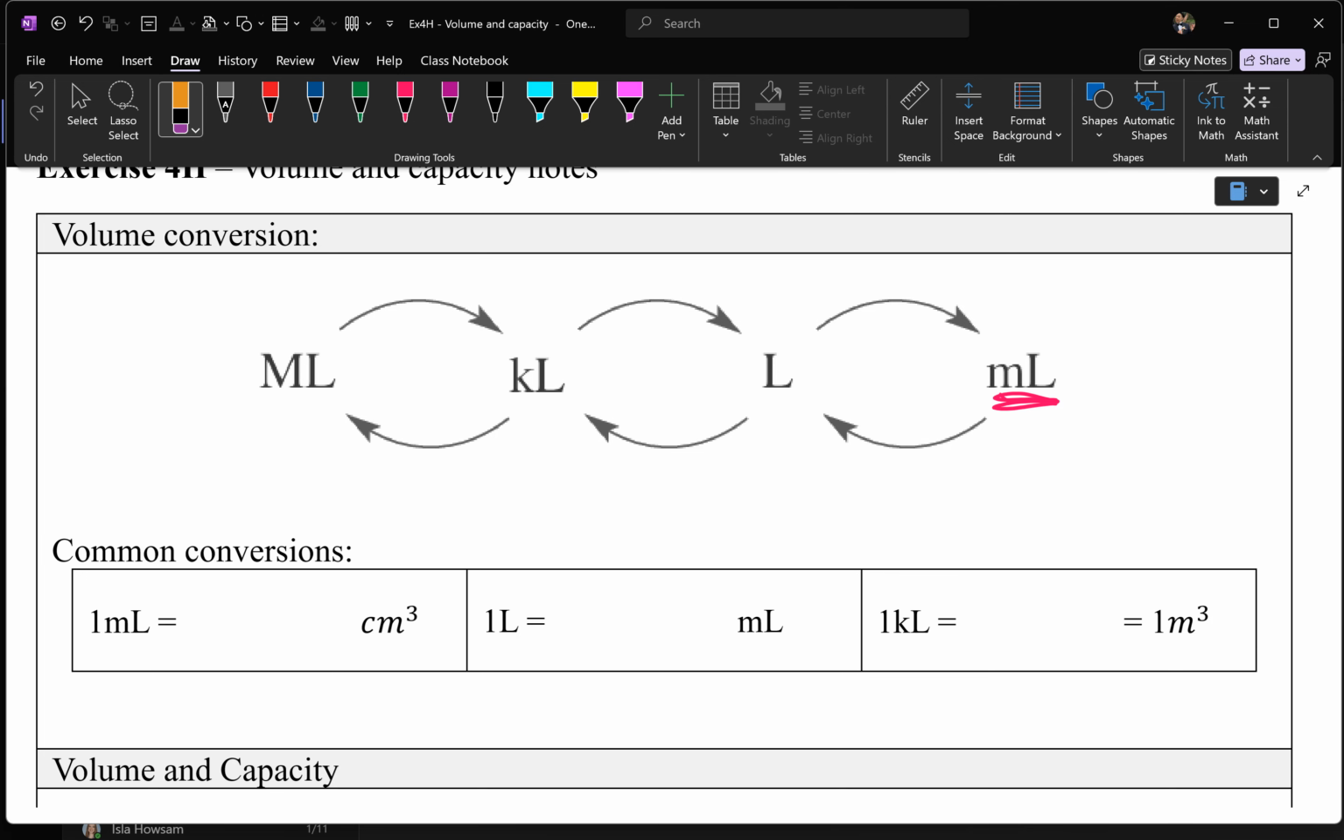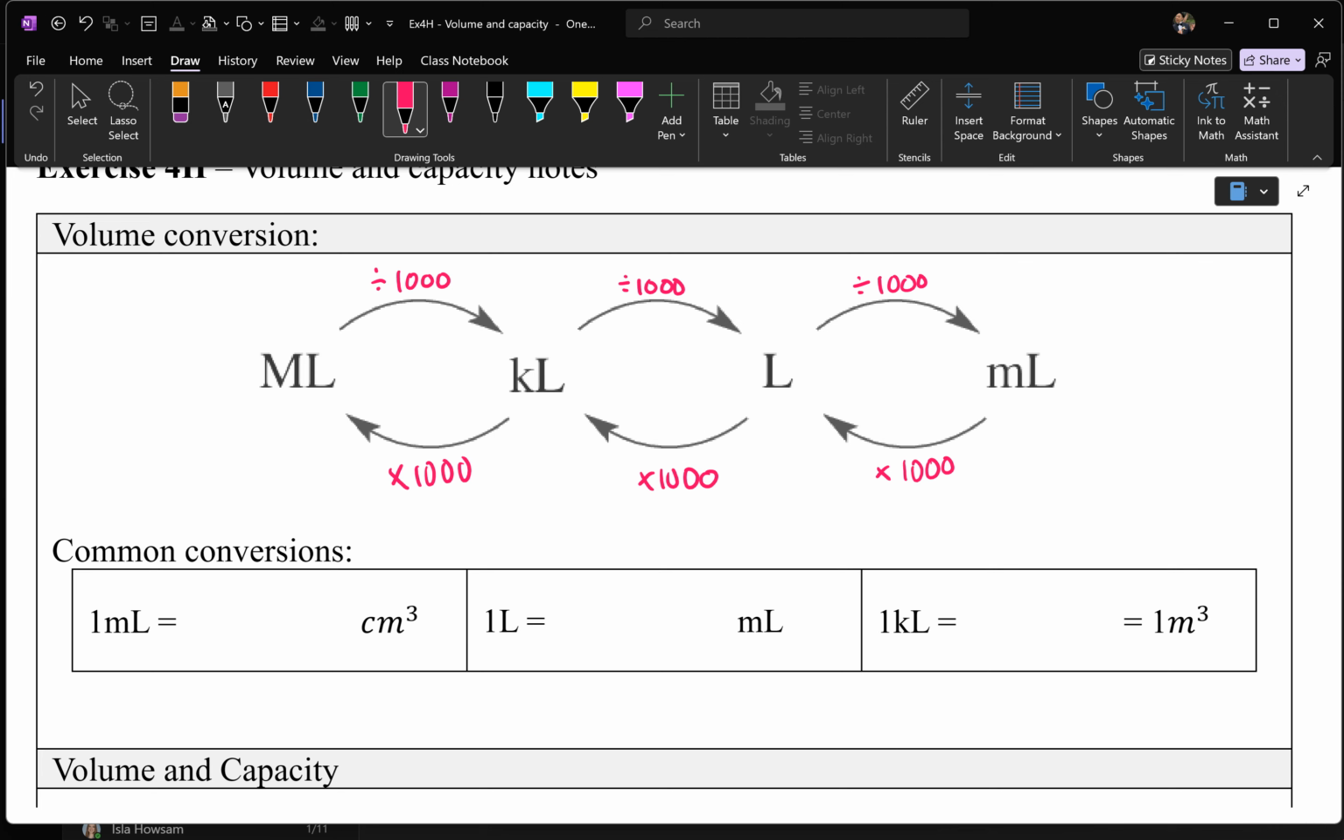Now, for each one, what's nice is that it's actually easy to go through because you need 1,000 of these mils, so times 1,000, to make one of these liters here. And then you need 1,000 of these liters to make one of these kiloliters. Okay, and then same thing, you need 1,000 of these kiloliters to make one of these megaliters. And so when you want to go backwards in the chart, it would then be divide by 1,000 for megaliters to kiloliters, divide by 1,000 to go from kiloliters to liters, and then divide by 1,000 to get from liters back to milliliters, okay?